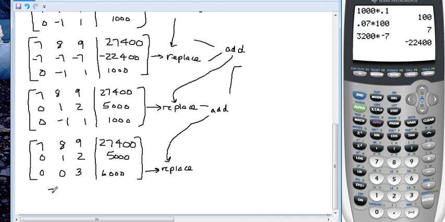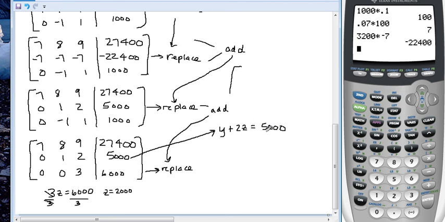It says that 3z is equal to 6,000, right? Divide through by 3. So z is 2,000. There's one answer. Then I go into this one. Okay, I'm going to go over here and see what that says. It says y plus 2 of z's has to equal 5,000. Right? Well, I know what z is. Z is 2,000, so I'm going to put that in.